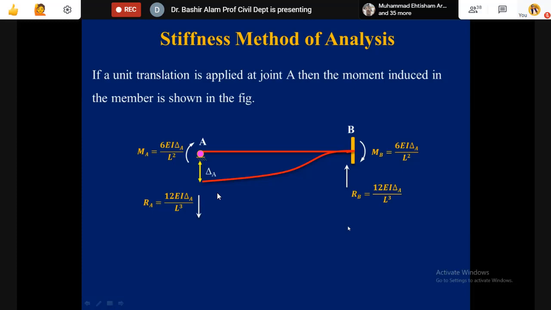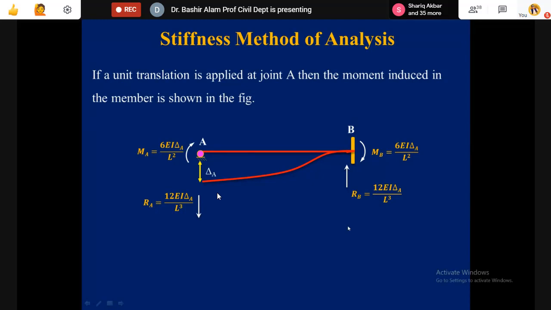In case of the translation, you know how to find out now the direction. The magnitude of the moment at the near end will be 6EIΔ divided by L², and at the far end, the same direction and same magnitude. And it will be balanced by the couple 12EIΔ divided by L³. It will be the balancing couple, meaning the direction will be opposite to that of the unbalanced applied moment. Now, after having this discussion, let's prove the first one.